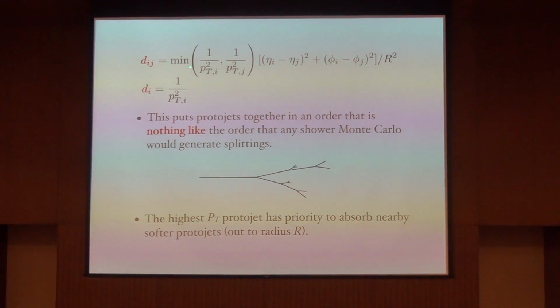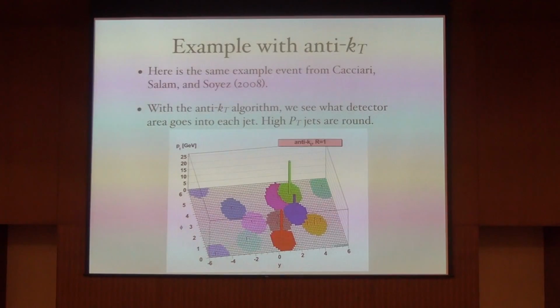Here, this is completely implausible with the 1 over pT squared. That's not the way the showers work. It's not the way QCD works. Nevertheless, the anti-kT algorithm is quite popular, and jet cross-sections are getting reported with the anti-kT algorithm.